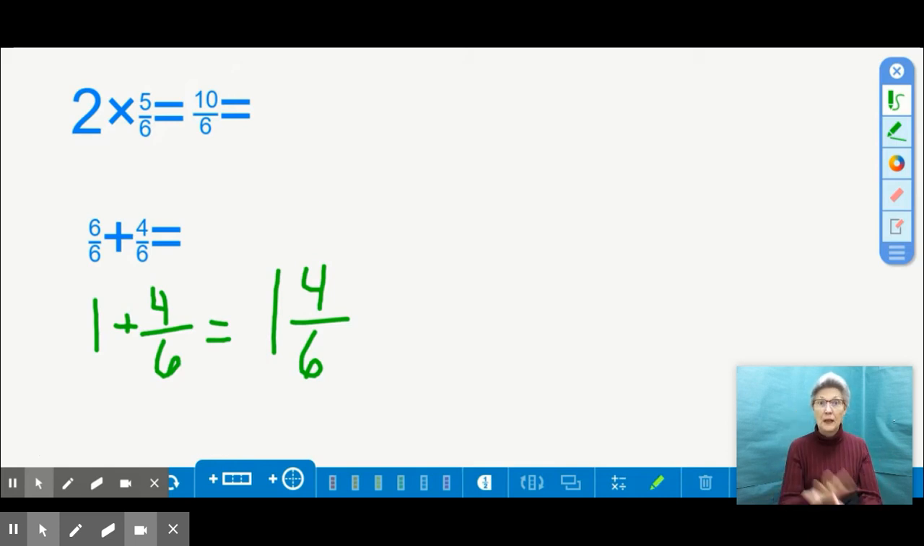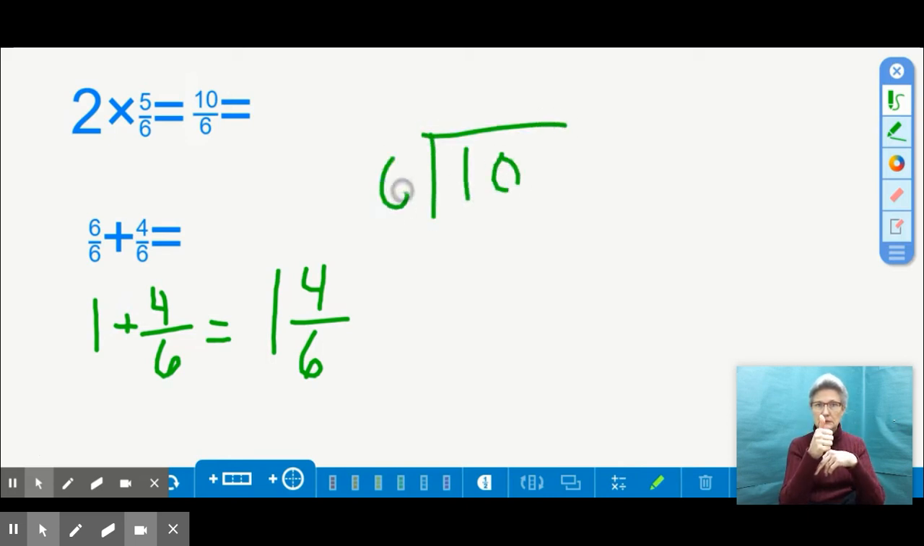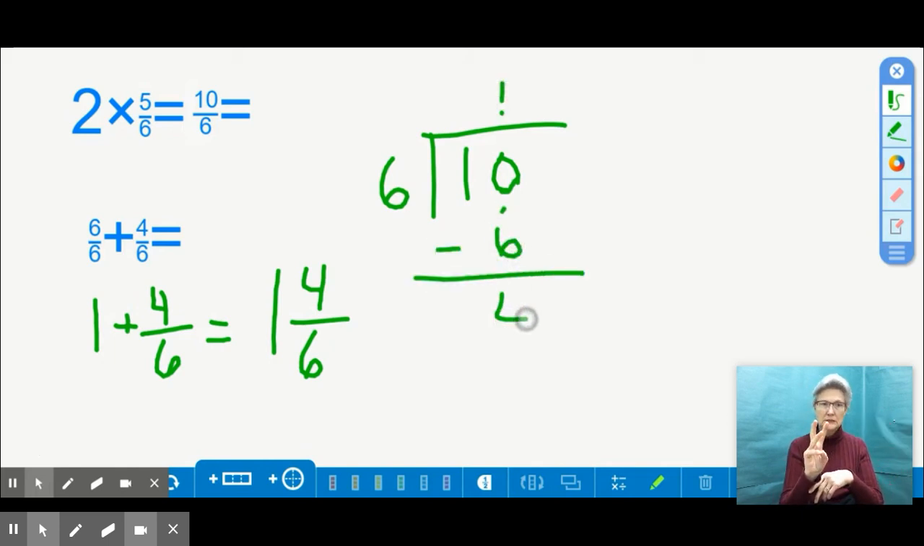Another way I could have done that is to think of 10 divided by 6. Well, 6 times 1 is 6, and then I'd have those 4 left over. But that leftover number of 4 actually means 4/6. If you're familiar with reducing fractions, you can go ahead and write that as 1 2/3. That would also be correct, but we're not going to get into that yet today.